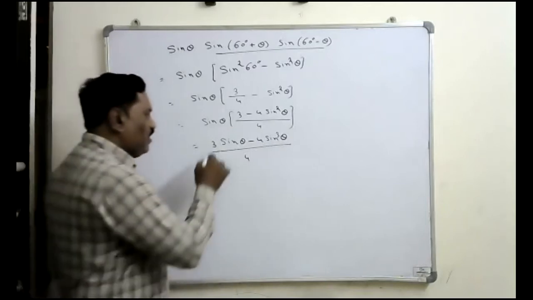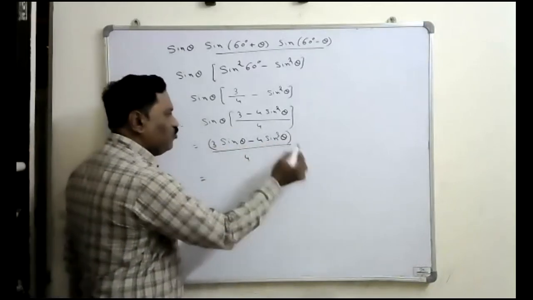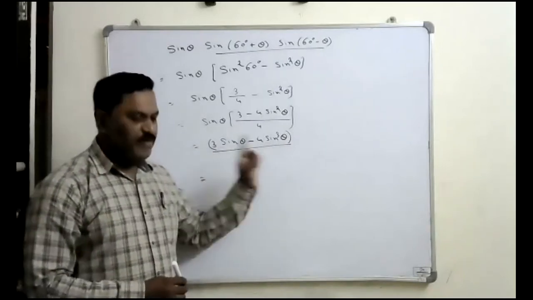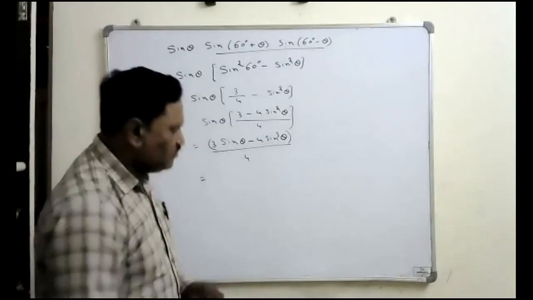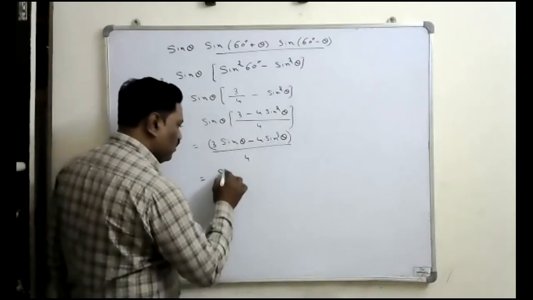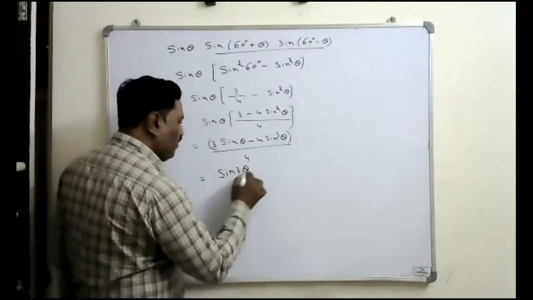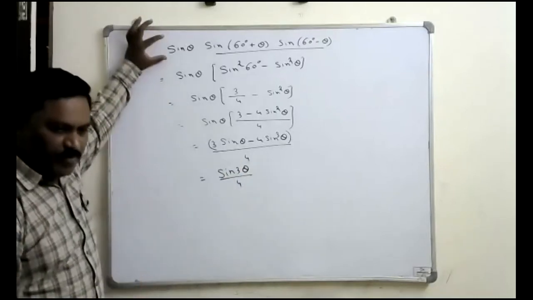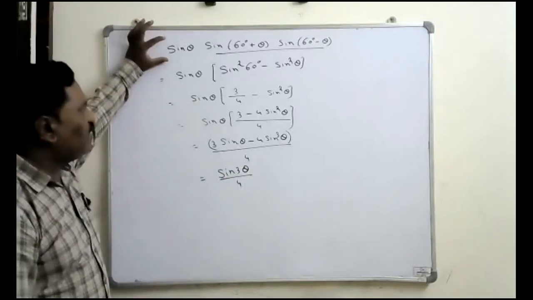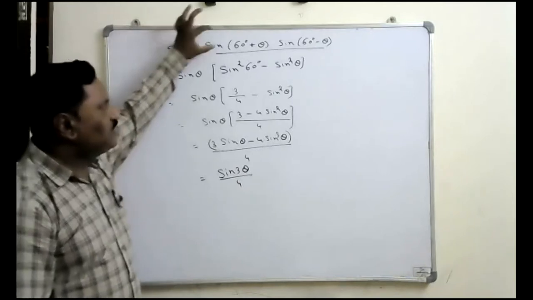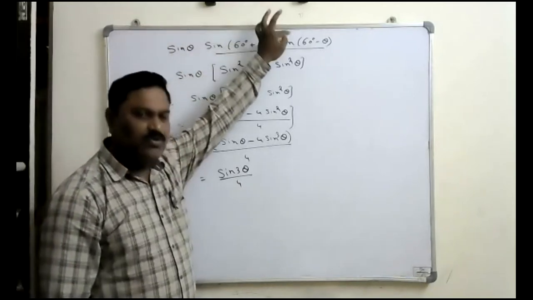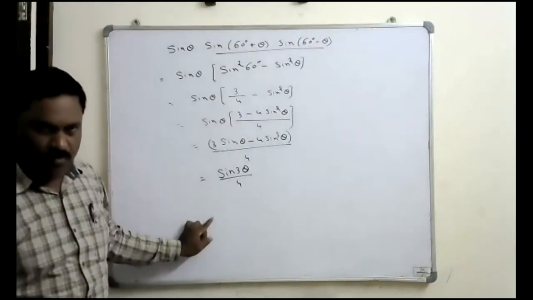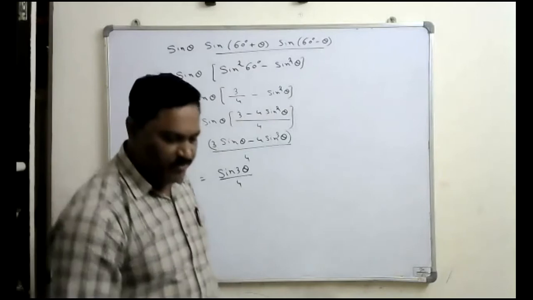Now tell me, what is the formula for 3 sin theta minus 4 sin cube theta? Sin 3 theta. Good. It is sin 3 theta by 4. So this is the result we have to remember. If any problem is in this format, sin theta into sin 60 degree plus theta into sin 60 degree minus theta, which is sin 3 theta by 4. Okay, so that is the result we have to remember.